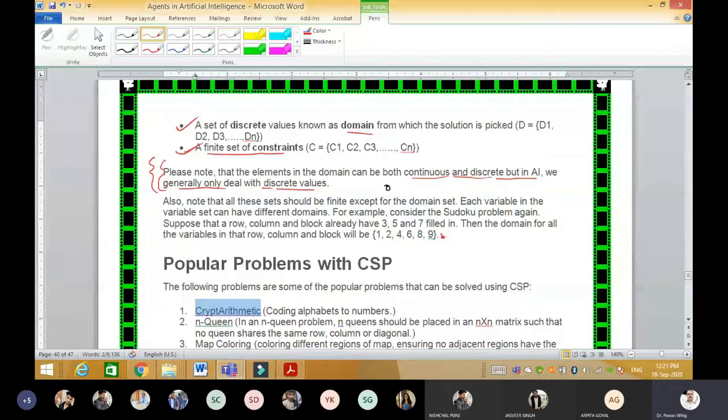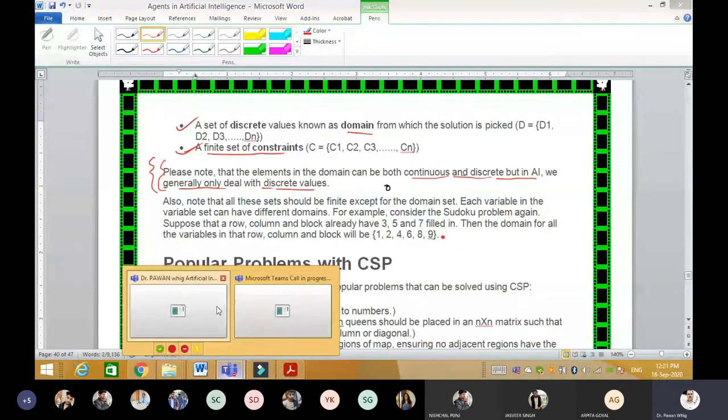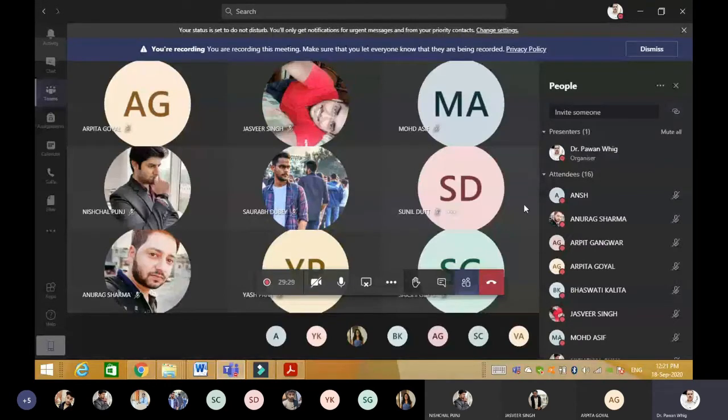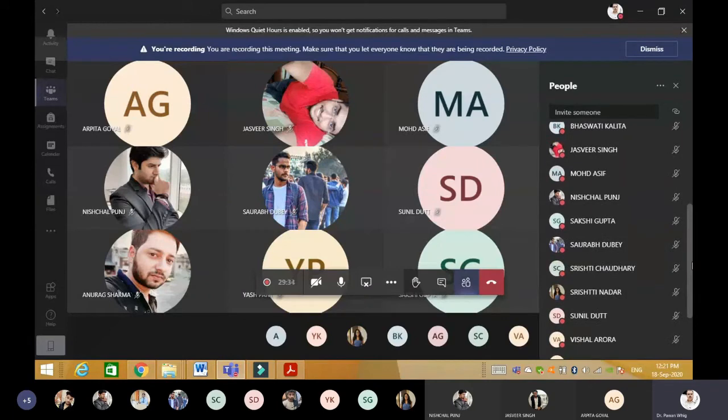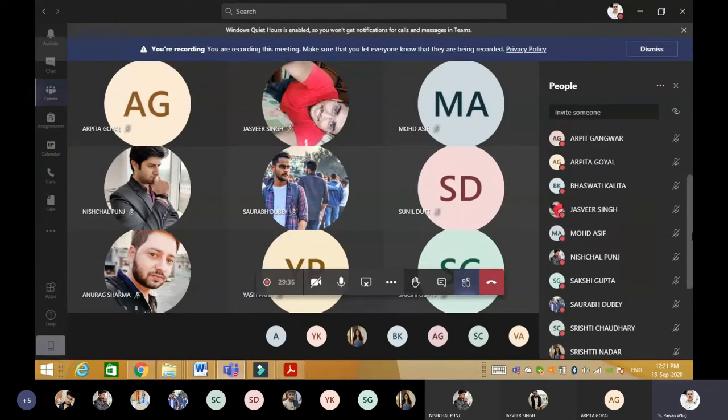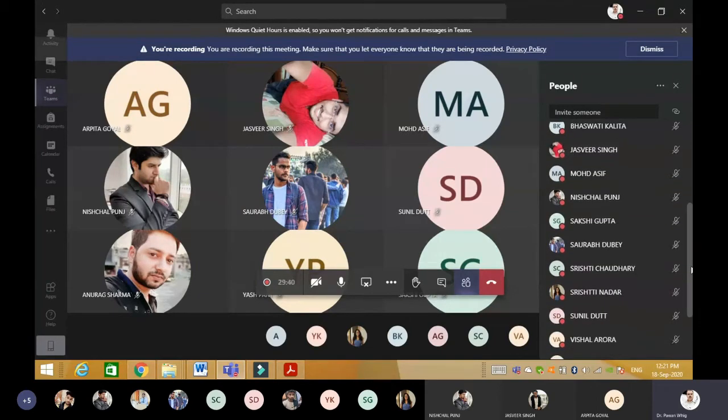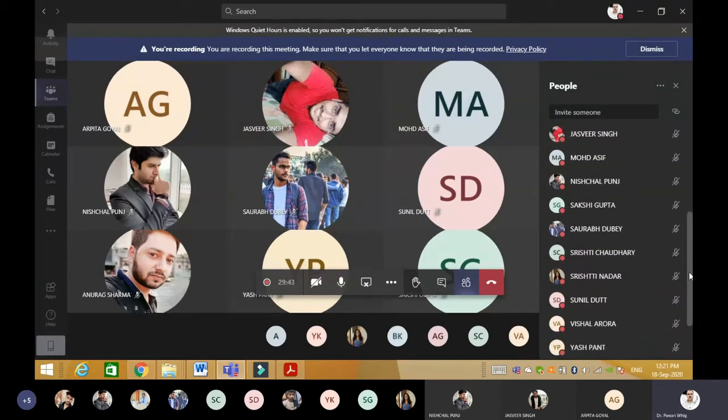Till here, I would like to ask any question. If any student wants to ask any question regarding this, what is a constraint satisfaction problem? Till the time all the constraints get satisfied, the result will not come out. Okay, let me ask somebody. Okay, Sunil, is it clear? Yes, sir. Okay, right.